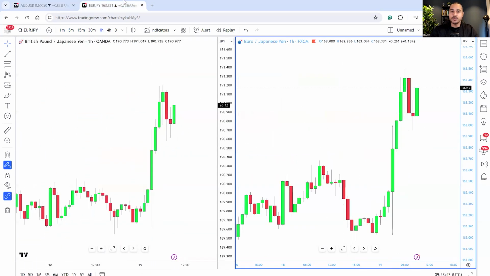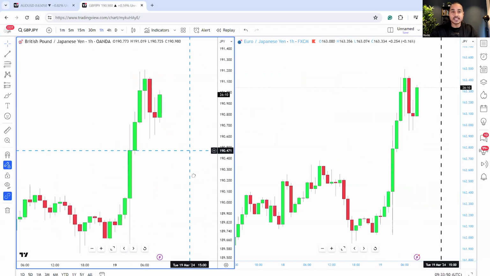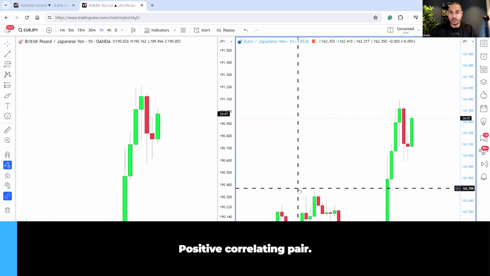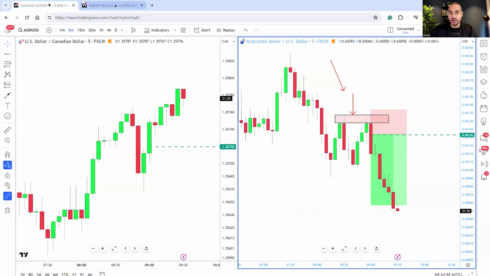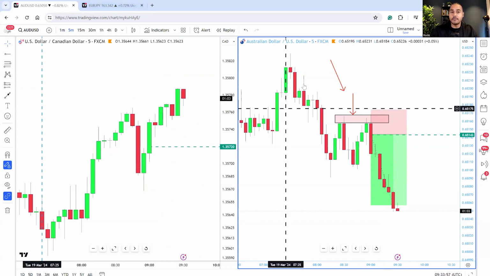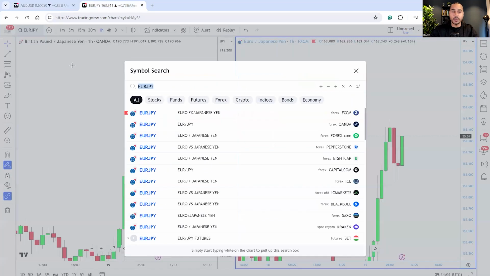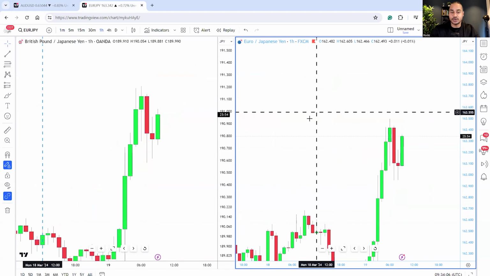Now, if this doesn't work out, then I lose the trade, we move on and we do it again. But if we move over to Euro Yen, let's take a look at this. This is a positive correlating pair. So this is a negative correlating pair. When USD CAD goes up, technically Aussie dollar should go down. When pound yen goes up, technically we should see Euro Yen going up.